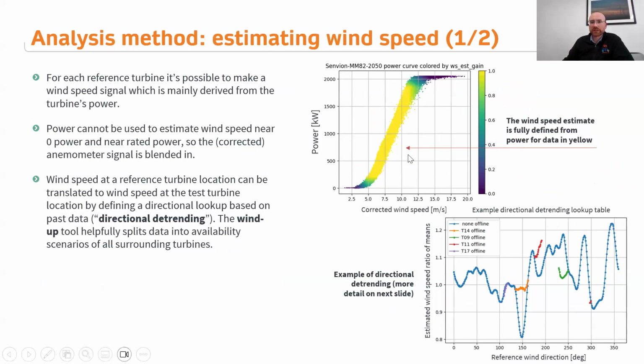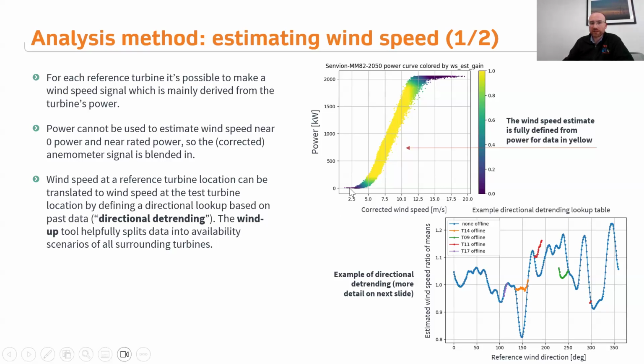And how we do that in the wind-up tool is in the middle of the power curve, where power is rising steeply with wind speed. Power is a very good indication of how windy it is. So for that data, we transform the power signal in kilowatts to a wind speed signal in meters per second, basically by doing an inverse lookup on the site average power curve, which has also been computed by windup.